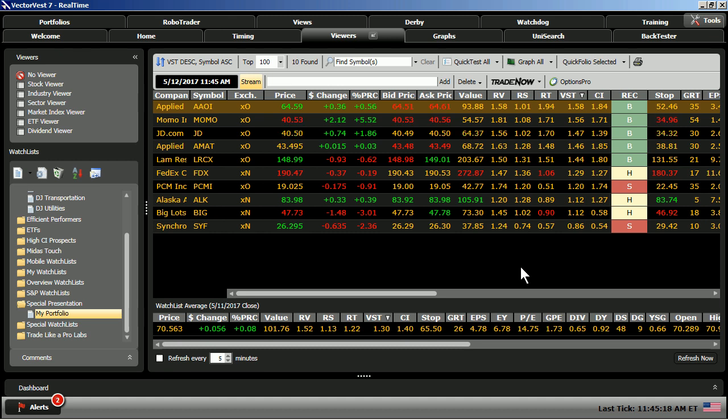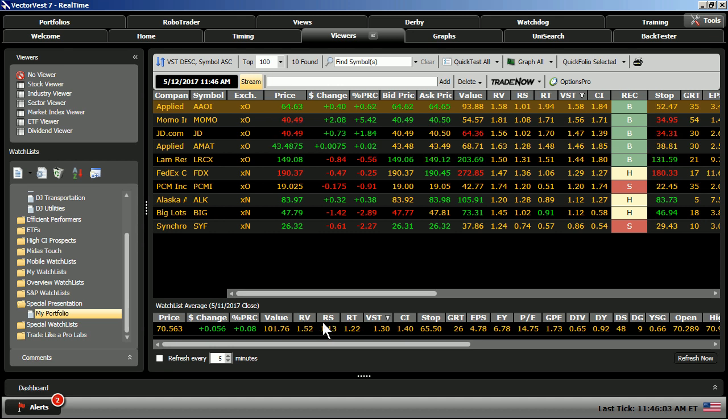I mentioned earlier that watch lists also assist in helping you determine what type of investor you are. You can see this watch list average down at the bottom. This is just a simple average of all the indicators and their values that we see at the top of the spreadsheet. Our average portfolio price in this case is $70.56. The average value is $101.76. So we're getting a nice discount here in terms of our portfolio. Average price is 70, average value is 100, so our portfolio as a whole, you can consider it undervalued.